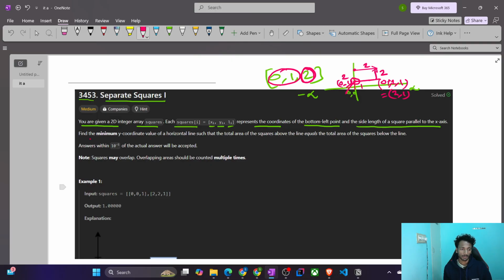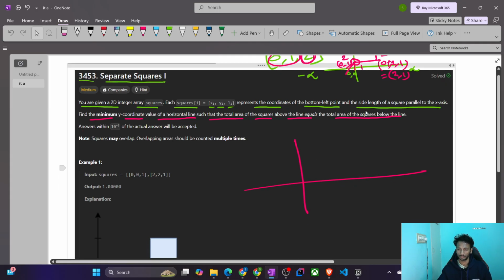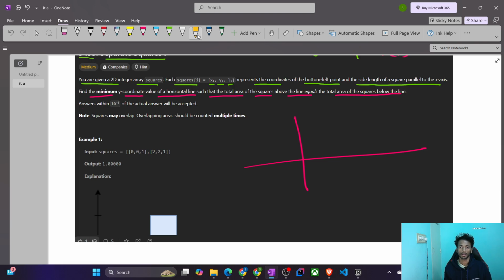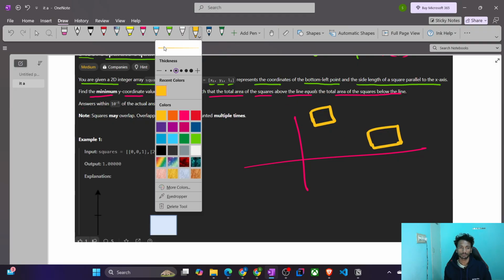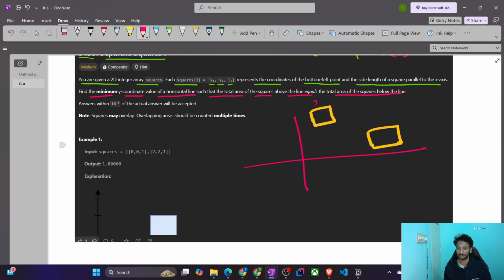Now the next statement is: find the minimum y coordinate value of a horizontal line such that the total area of the squares above the line equals the total area of the squares below the line. Suppose these are our coordinates. This is one square, this is another square, and here the lengths are 2, 2, 2, 2.